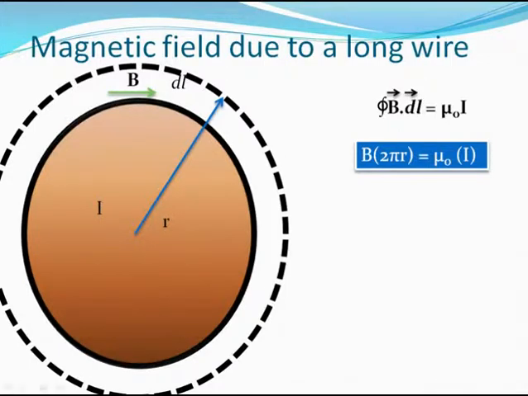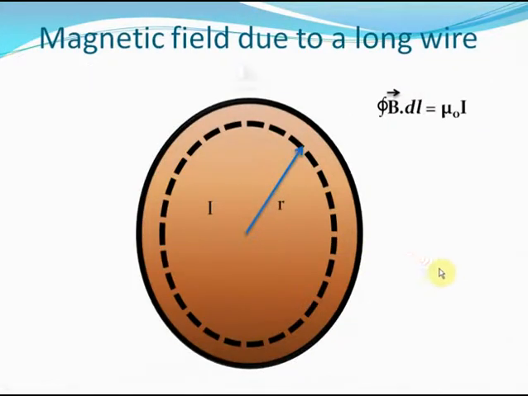So B into 2 pi r is mu naught into I, and that gives us the value of the magnetic field due to a long wire, at a distance r from it, as mu naught I by 2 pi r. That's our answer. So this is how Ampere's law can be used to actually calculate the magnetic field due to a long wire.